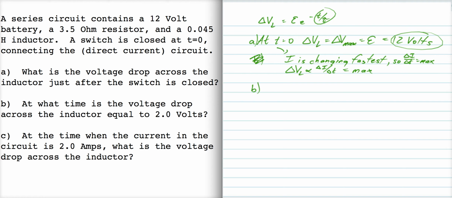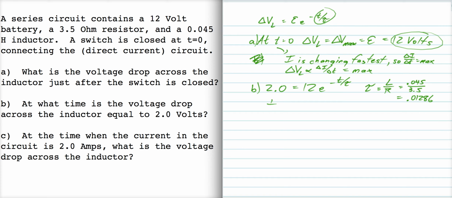Okay, so for part B, now this is just sort of straightforward algebra. We set the voltage drop across the inductor equal to the max. Now tau in this case is L over R, and we're given both of those. L is 0.045 henries, and the resistance is 3.5 ohms, so that's 0.01286. So we'll save that.